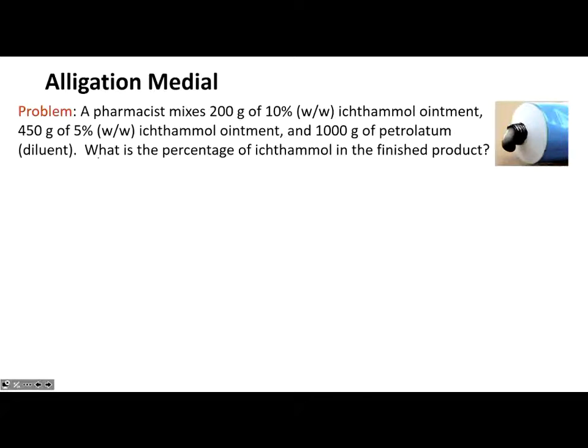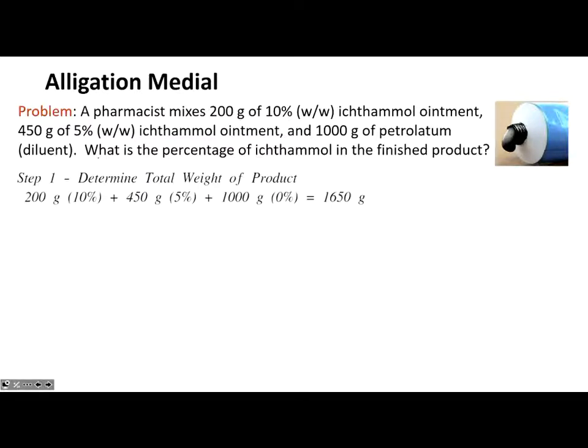Having said that, what we want to do is if we mix all of those different weights of all of those different concentrations, what do we get in the end? And again, we're going to use the alligation medial, which has this kind of three-step method which uses this kind of weighted average. So the first step in the alligation medial is to simply determine the total weight of everything. If you add everything together, what is the total weight of the product? Not of the drug, but of just the total product.